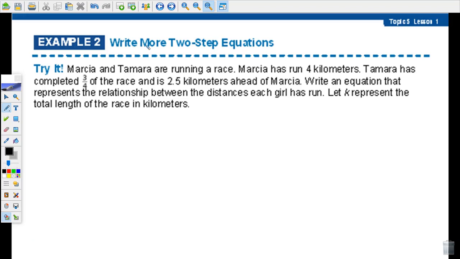All right, let's get this started. So the only thing that's clear is that Marcia has run 4 kilometers. So if we're trying to compare these, let's say that equals 4 kilometers because that's a sure thing. Marcia ran 4 kilometers. Okay. So if this is saying Tamara has completed 3/4 of the race, we don't know how much the race is, so that's K. And also, when you see the word "of," it normally means multiply.